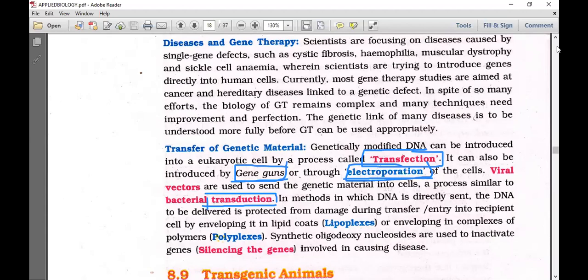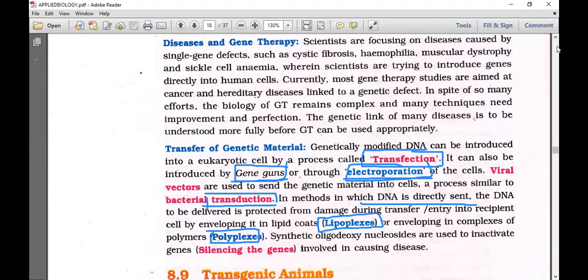In methods in which DNA is directly sent, the DNA to be delivered is protected from damage during transfer or entry into the recipient cell by enveloping it in a lipid coat. What do you call them? Lipoplexes. When you are sending directly, there may be a problem of damage. That's why, for that particular DNA, the new ADA gene, when you are introducing it, we use a lipid coat, lipoplexes, or enveloping the complexes of the polymer. We can say polyplexes. That is lipoplexes or polyplexes.